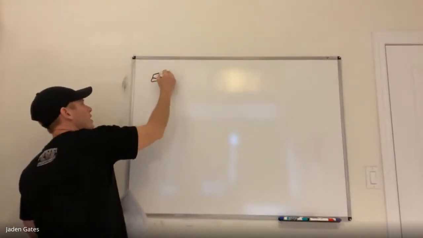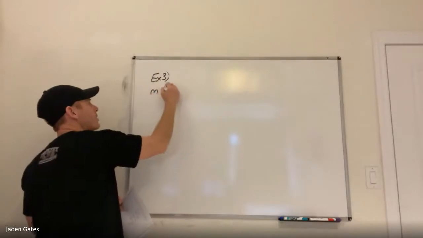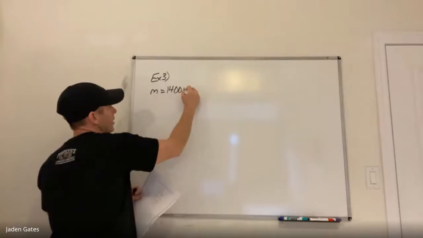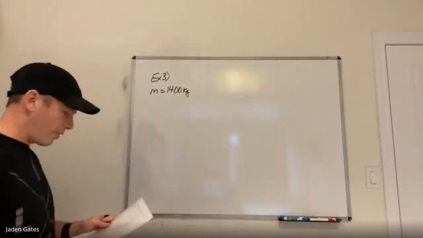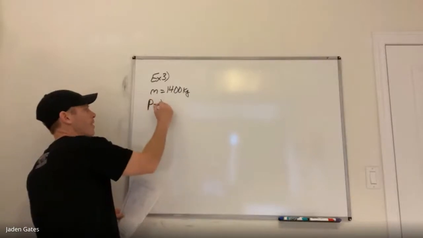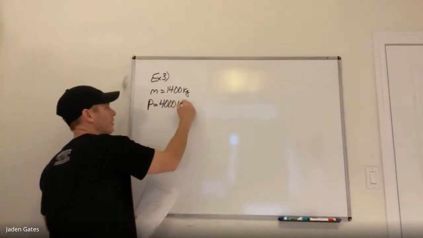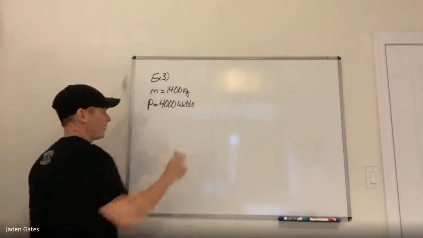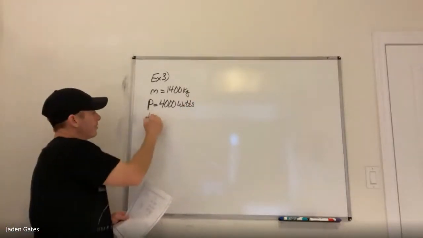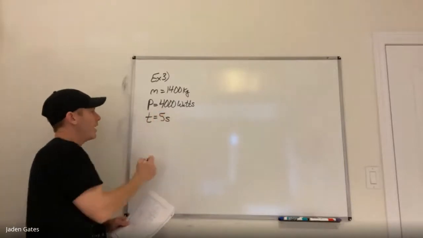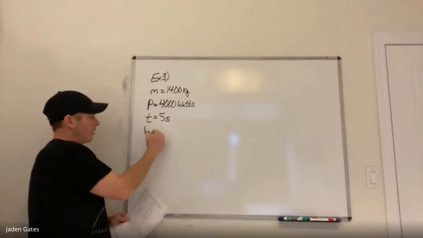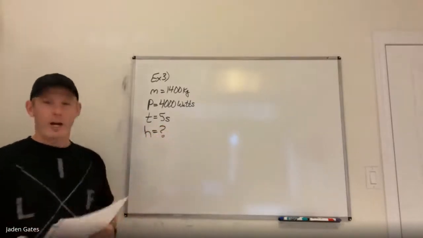All right, so with example 3, we have a mass. This is a 1,400 kilogram truck. So that's roughly 3,000 pounds there. It has a power rating, this hoist, of 4,000 watts. It took 5 seconds to complete the lift. And we want to know the height. How high was this truck lifted?